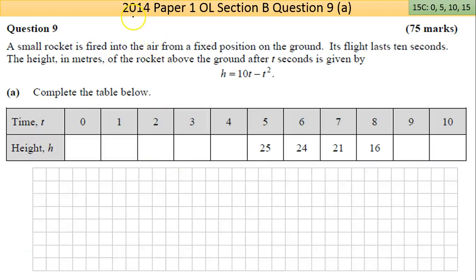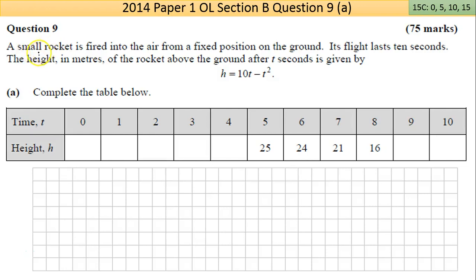Okay, hi, welcome to the screencast for question 9, 2014, paper 1, Leaving Cert Ordinary Level. And this part A is worth 15 marks. Now, like always, I suggest you pause the video, have a go at the question, and pause each part and have a go before we look at it, and we'll work our way through.